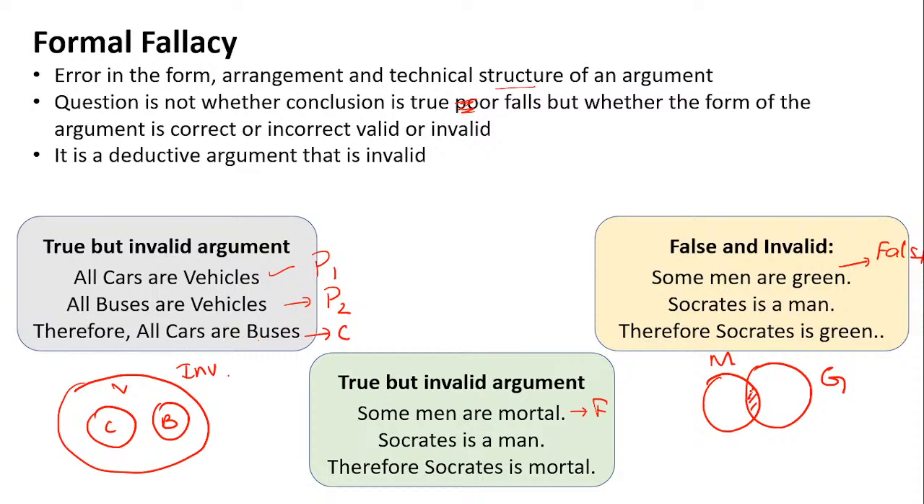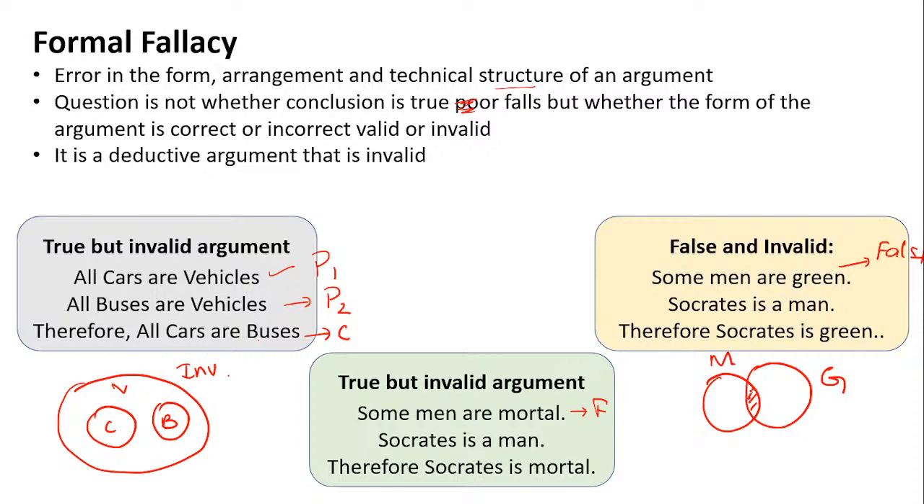So this argument is false, because you cannot say Socrates is green. Socrates can come in the circle of green and in the non-green circle as well, right? So saying that Socrates is green is an invalid argument. Okay, it is a formal fallacy. Also, I've written here that it is a deductive argument that is invalid.